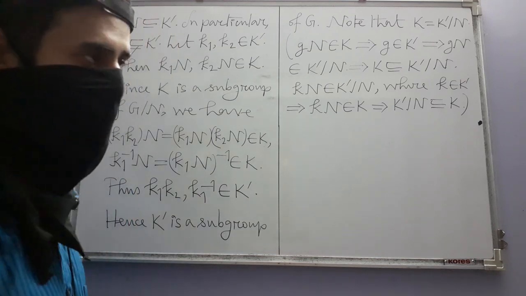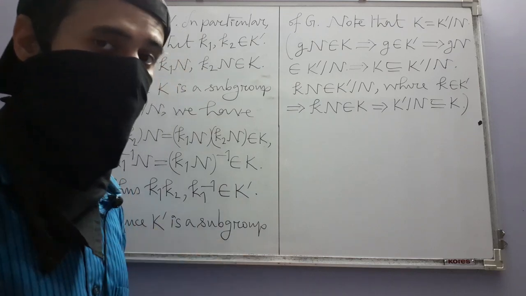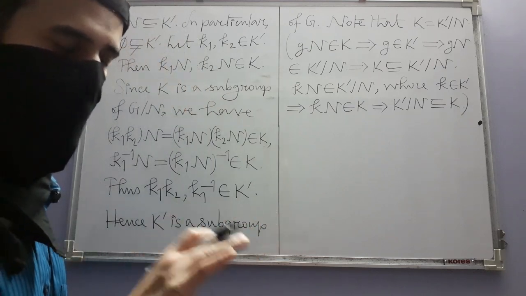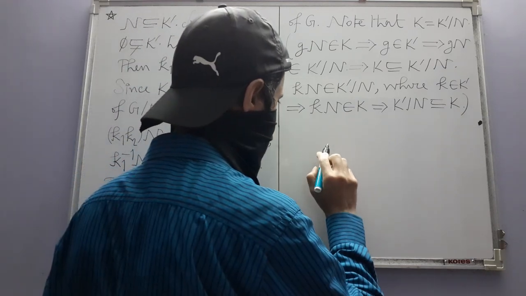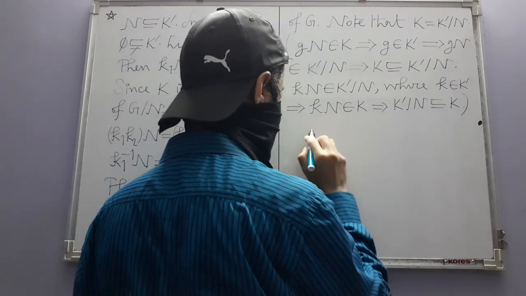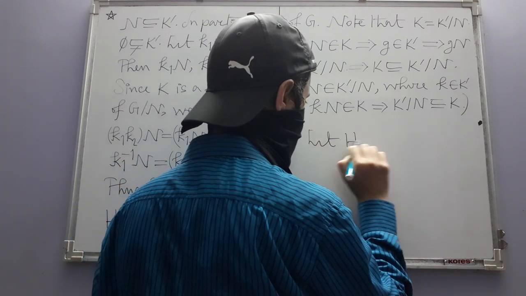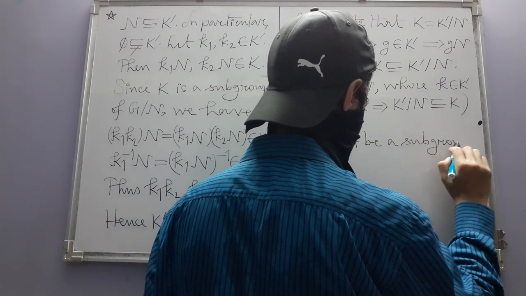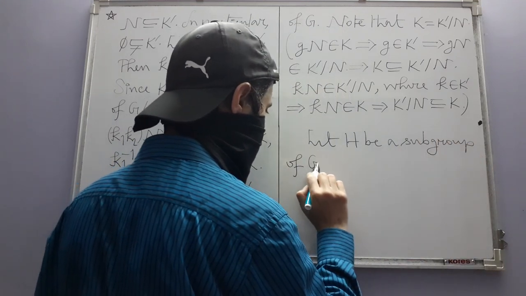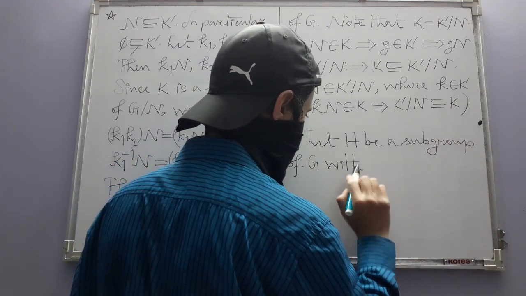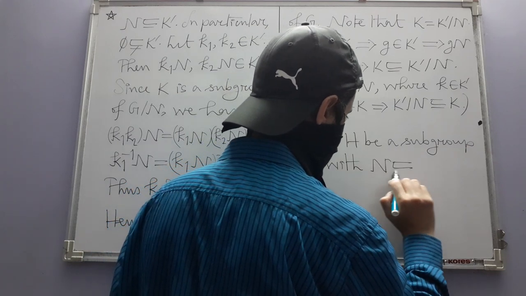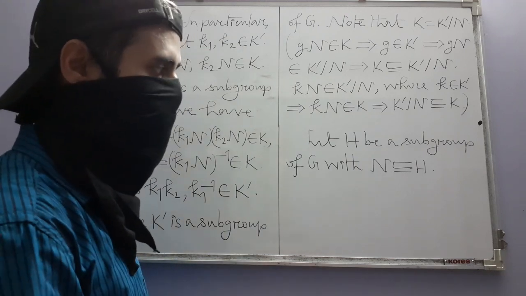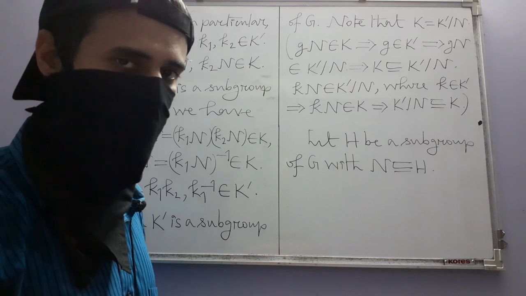But we are not over yet. We still have to answer that normality part. So what is it now we have to do? We have to now prove that, let H be a subgroup of G with N contained in H. We have to now prove that H is normal in G if and only if H by N is normal in G by N. That's what we have to prove.